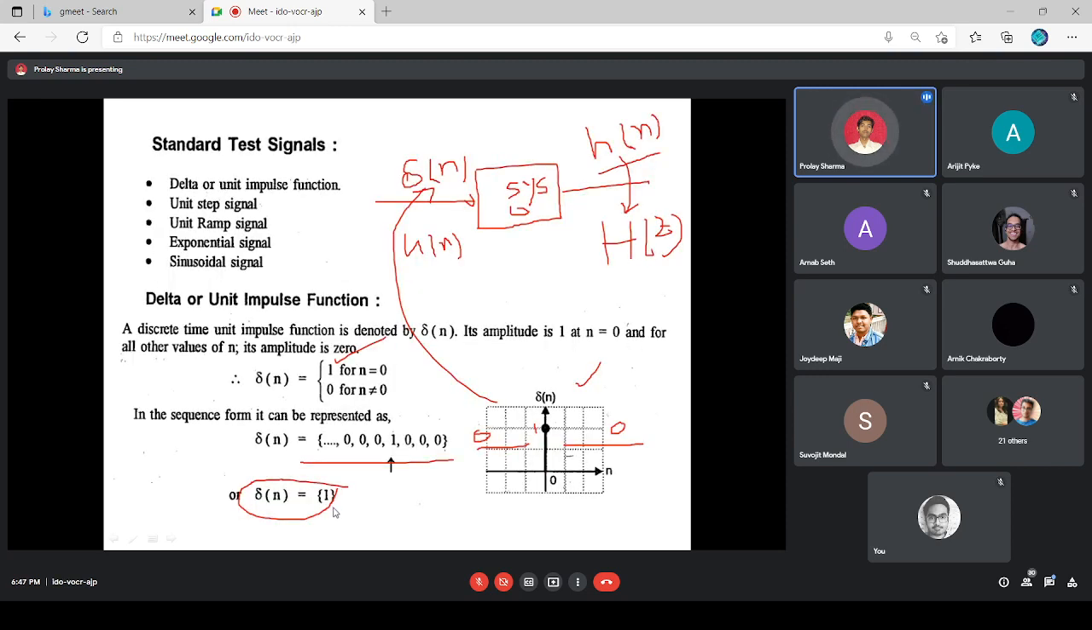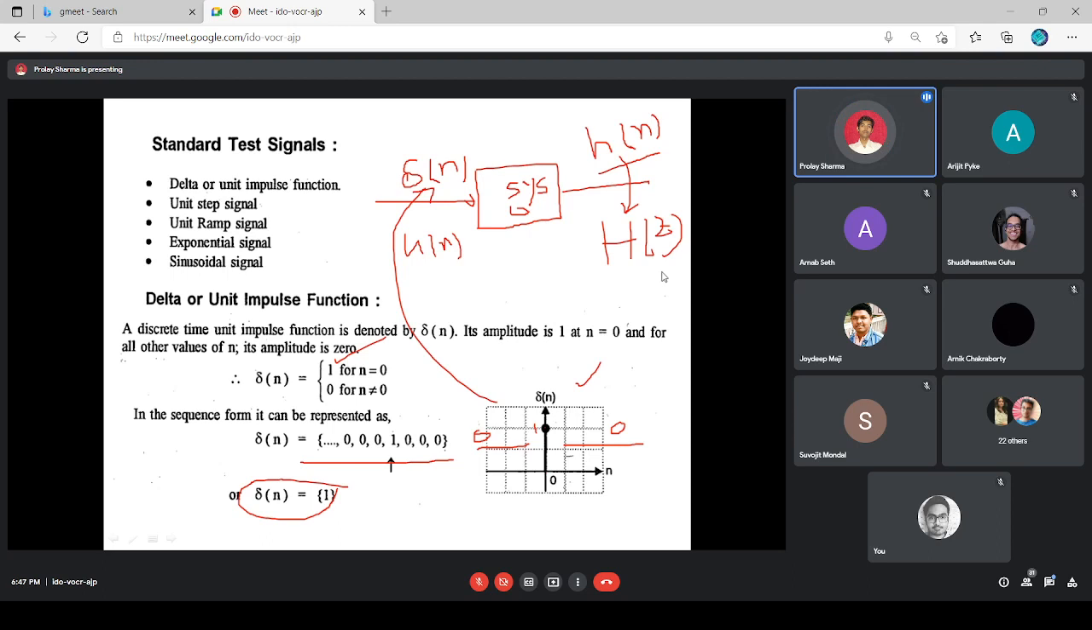Now what is the importance of the impulse signal? Suppose this is the system. If we apply an impulse signal delta n, suppose the output of the system is h n. Now if we perform the z transformation of h n, it will give H z. H z is the transfer function of the system.